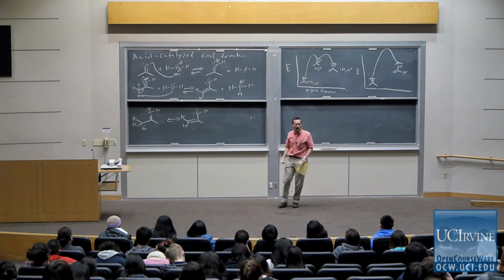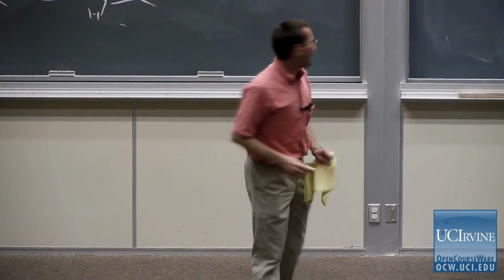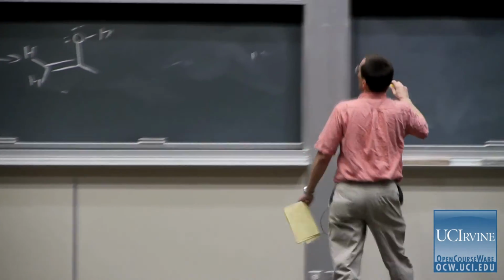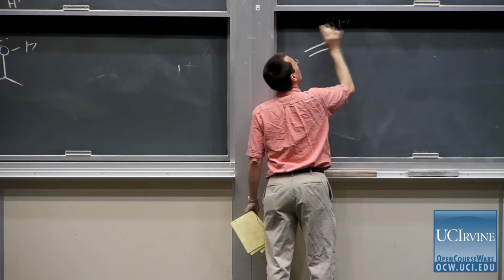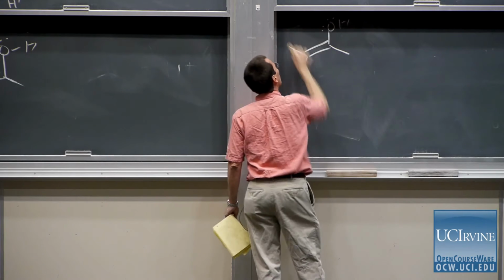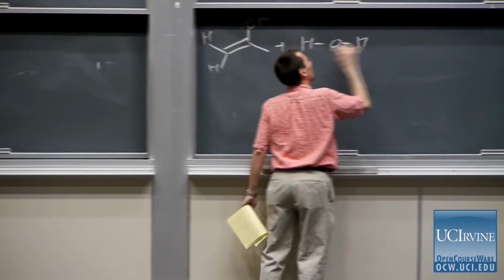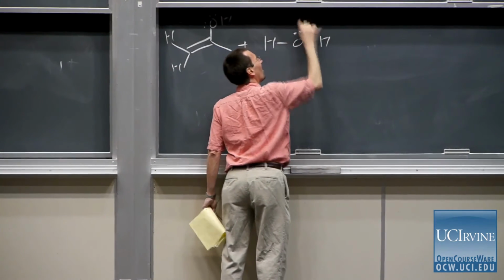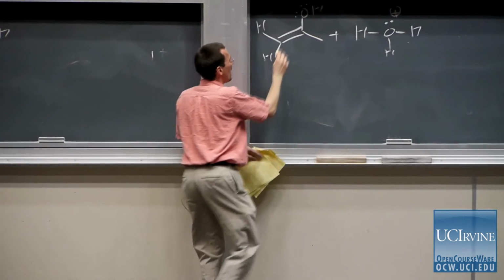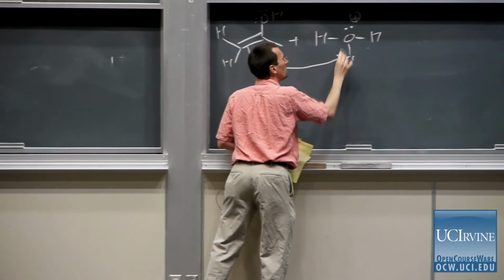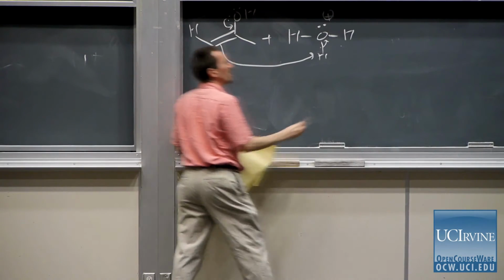And so we can write, and you should be able to write in your sleep, the reverse mechanism. We simply go ahead and start with the enol and hydronium ion. Protons flow, the proton goes to the alpha carbon. Electrons flow down from the oxygen.